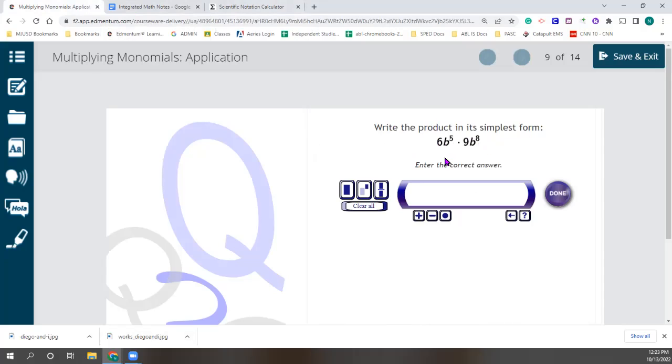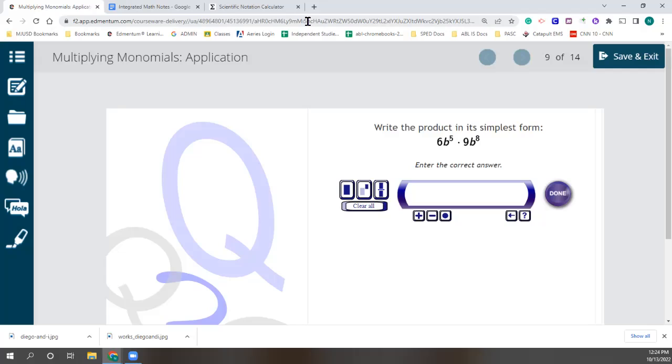I might not be able to solve for B or solve the problem, but I can write it in its simplest form, and it's talking about the product. Product being the answer to a multiplication. So 6B5 multiplied by 9B8. So 6 times 9, 1, 2, 3, 4, 5, 6. That's 54 based on my finger math. And that's a neat trick that I didn't learn until I was already a teacher.